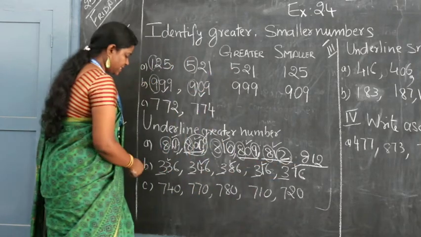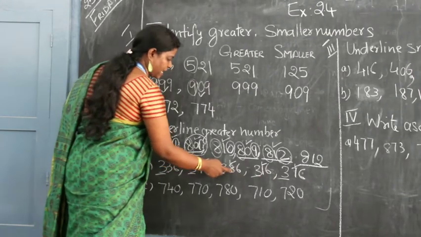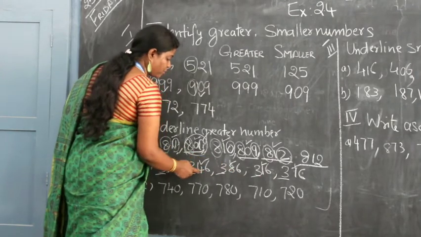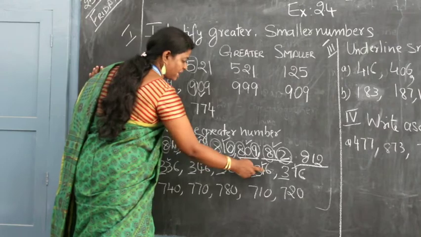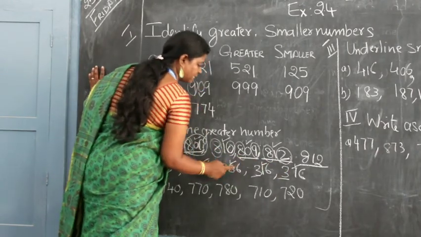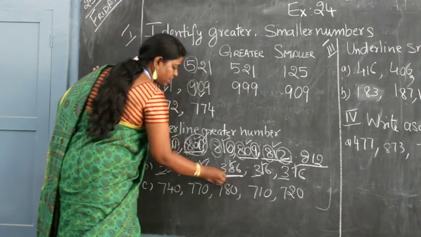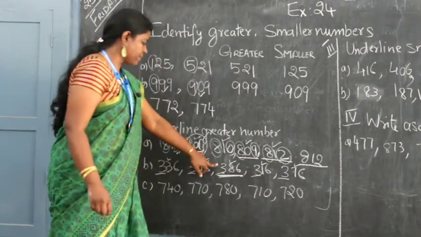So we see that 3 is smaller than 4. 4 is smaller than 8. 8 is bigger than 1. So we come back to 8. 8 and 7. Which one is big? 8 is big. So this is your biggest number here.